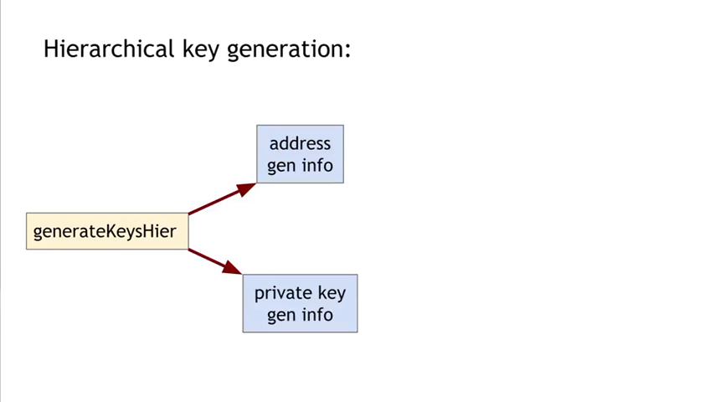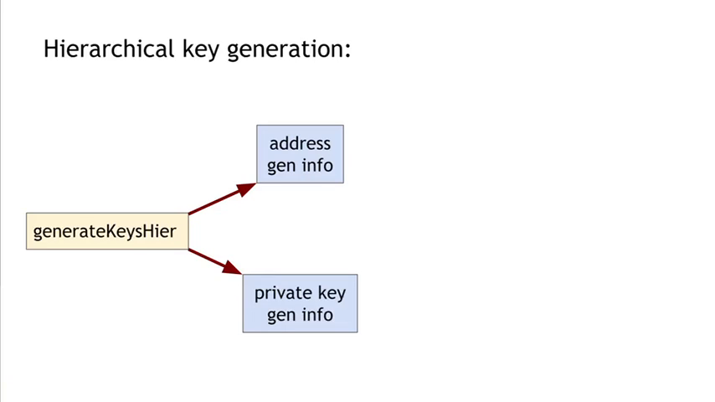But with hierarchical key generation, we do things a little bit differently. Rather than just doing generate keys, we do a hierarchical key generation operation. And this generates two things. It generates, rather than an address, what we'll call address generation info. And rather than generating a private key, it generates what we'll call private key generation info. And now we can take this information and generate multiple keys.